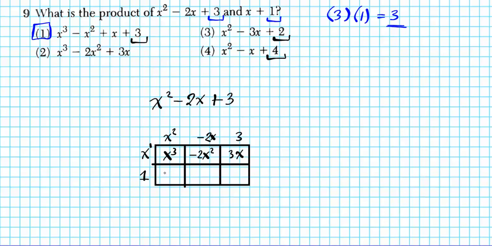Alright? 1 times x squared is x squared. 1 times negative 2x is negative 2x. 1 times 3 is 3.